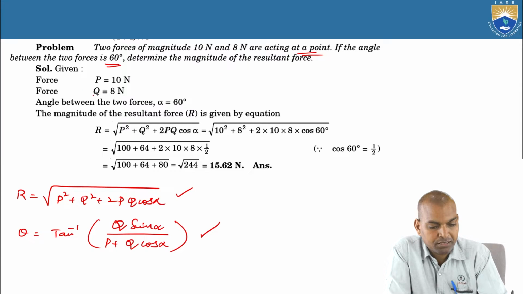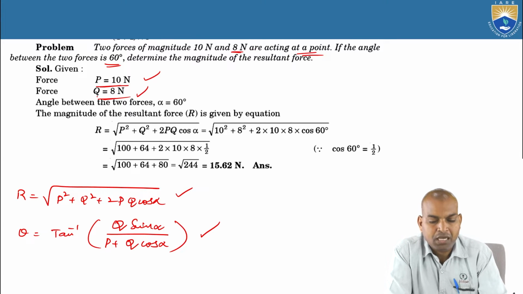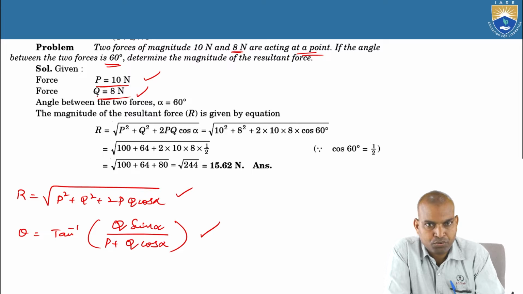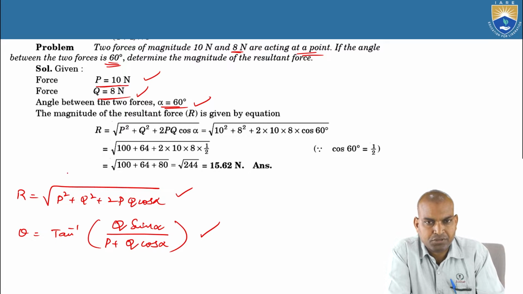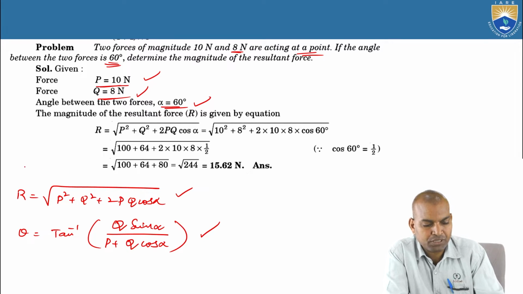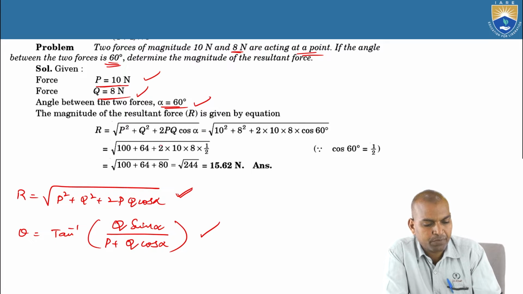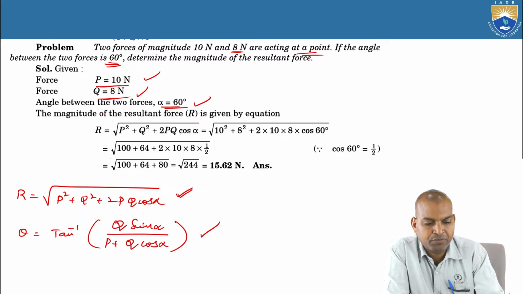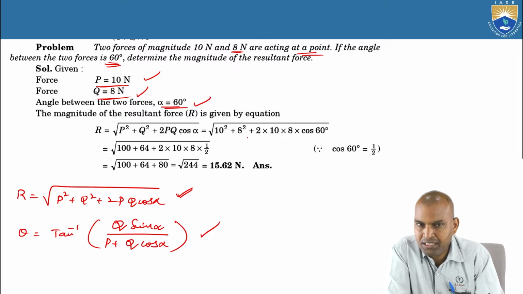Now, if we consider P equal to 10 newtons, Q equal to 8 newtons, and the angle between P and Q is alpha equal to 60 degrees. What is the resultant force? The formula is R equal to the square root of P square plus Q square plus 2PQ cos alpha. What is the P value? The value of P is 10 newtons. The value of Q is 8 newtons. Substitute over here.